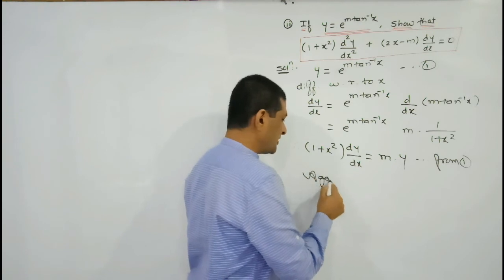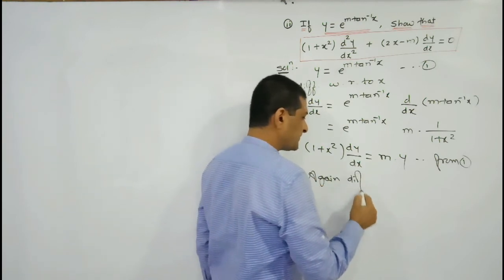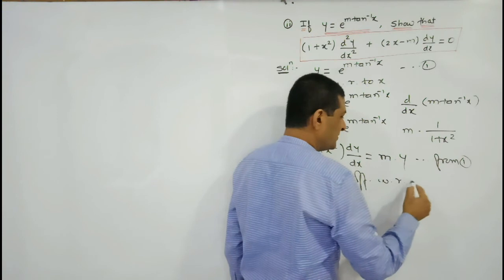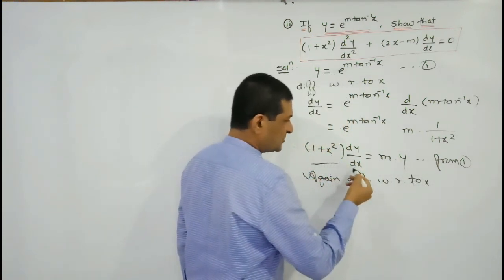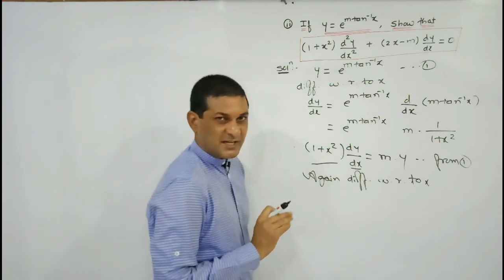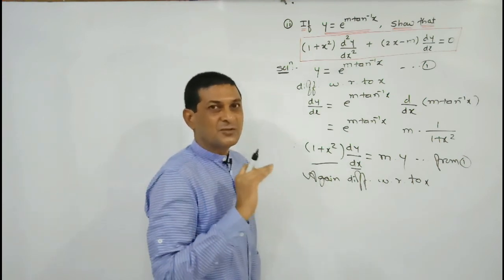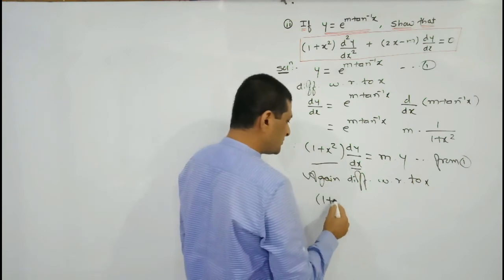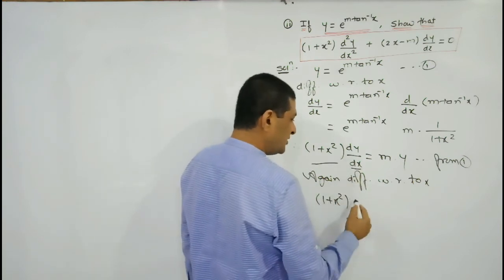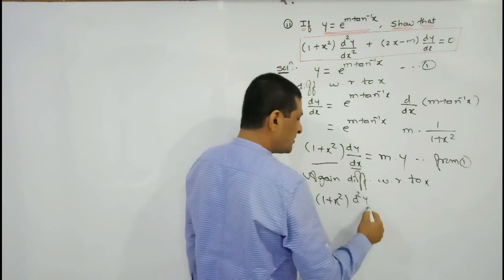So again differentiate it with respect to x. On the left hand side, we can observe that there is a product of two functions, so to find its differentiation we have to apply the product rule. According to the product rule, keep the first term as it is, that is (1 + x²) as it is, into the derivative of the second term. What is the derivative of dy/dx?